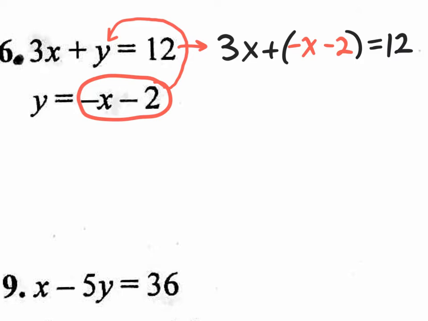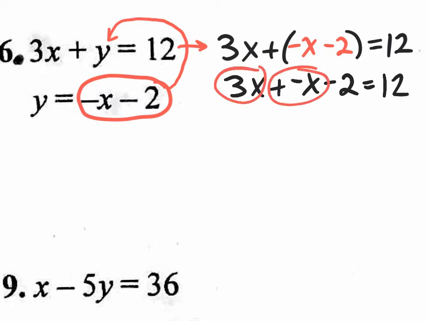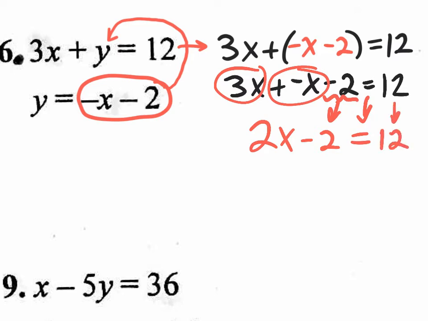So let me continue. My new equation is 3x plus negative x minus 2 equals 12. Does everybody understand that I had nothing to distribute? Okay. And now let's combine like terms. What's 3x plus negative x? That's 2x. And then bring down the rest. The minus 2 comes down, the equal sign comes down, and the 12 comes down. There's my new equation in red.